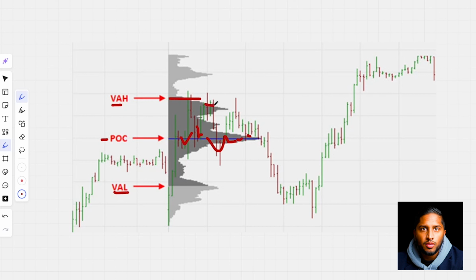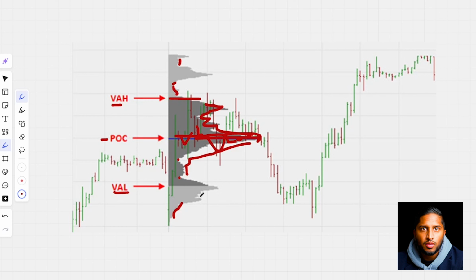And then you have these nodes. You have high volume nodes and low volume nodes. High volume nodes are price levels with lots of trading, so you see this where the POC is. And low volume nodes are areas with very little trading, and price can move quickly through these zones. So for example, right here, right there, these are low volume nodes.